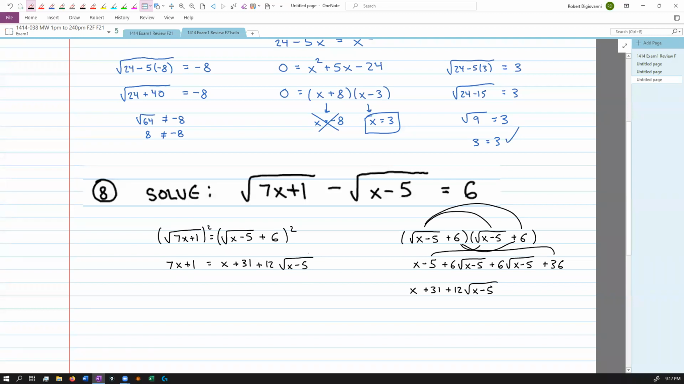Now I'm going to move everything over and try to isolate this again, because I'm going to have to square both sides again. So I subtract x on both sides. I subtract 31, which gives me minus 30, and equals 12 root x minus 5. Here we go. Square it again. Oh, that's going to suck. Okay, so when we square the left-hand side, we actually have to FOIL that out.